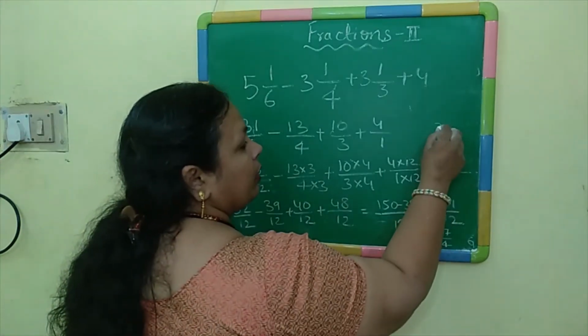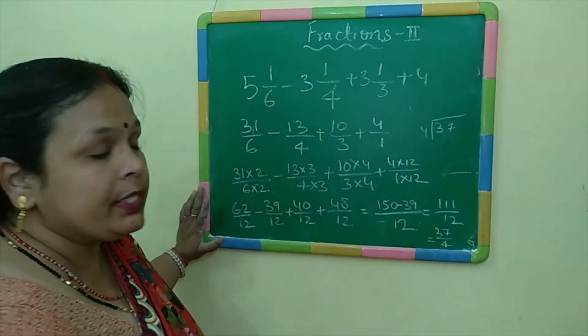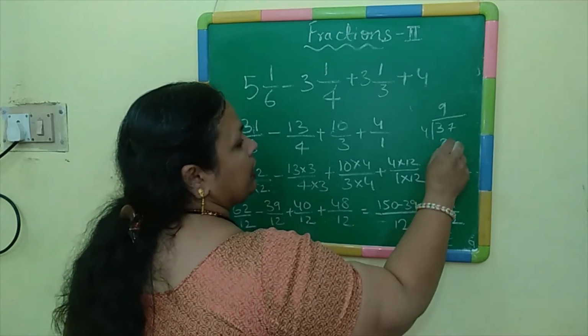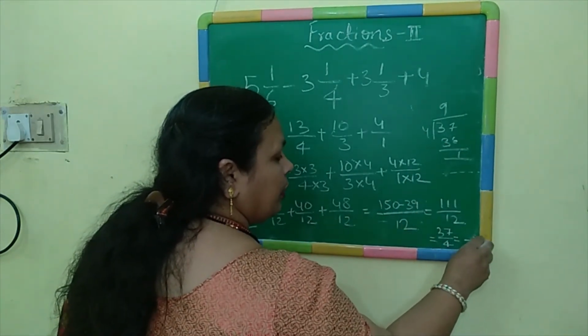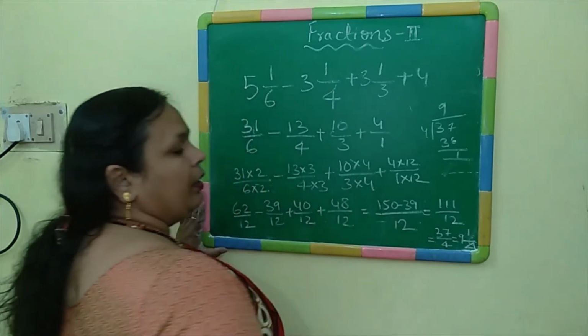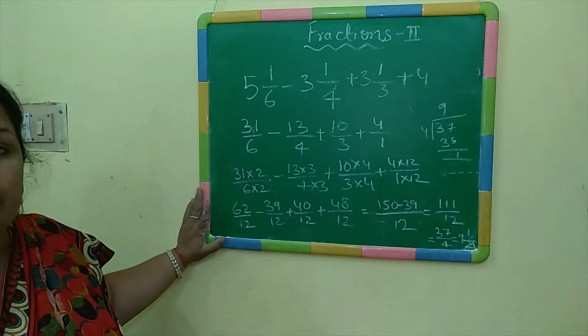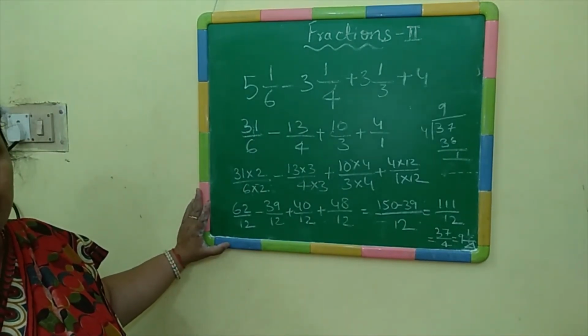37 by 4 can be converted as 37 and 4. So 4 nines are 36 and 1. So this is, denominator will be 4, 9 and 1. 9 1 by 4 is the sum. Clear? Now we will take few word problems.